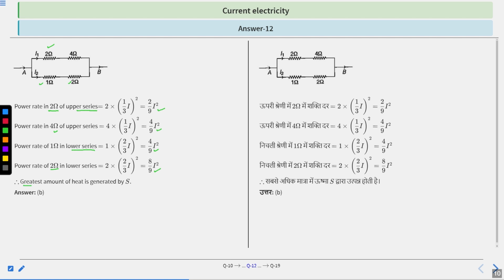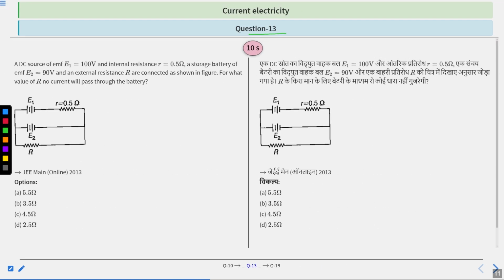So the greatest amount of heat is generated by S. Clear? So the correct answer is B. Option B is correct. This is based on the formula of heat or power. Using the formula of power, there are multiple calculations across these resistances. Clear? Next question.